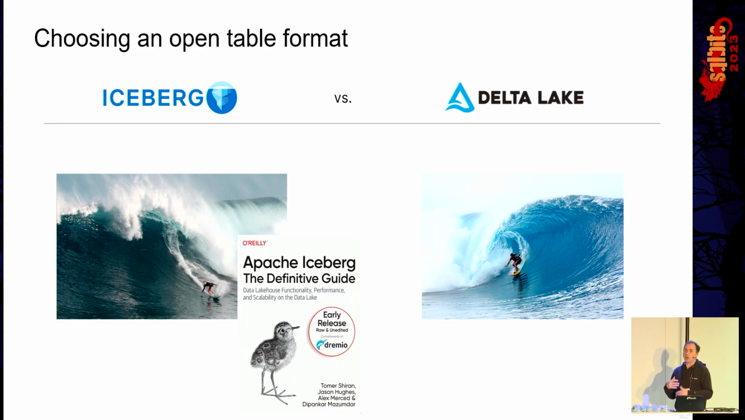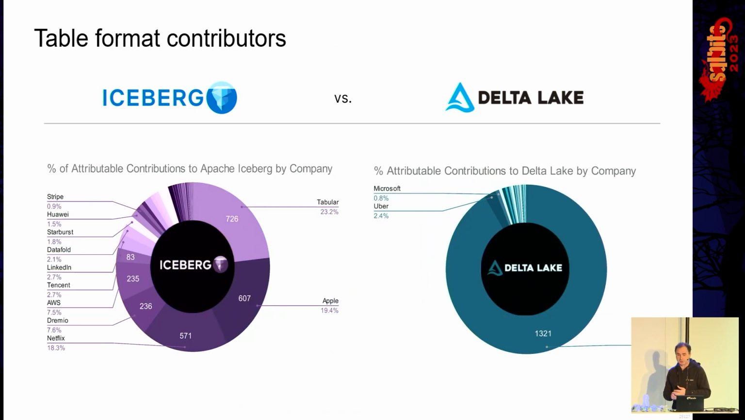But we know that in the long run, we foresee that there's more adoption for Iceberg, and there's actually more contributions to Iceberg as well. And so that's where we see the industry is predominantly heading towards in the long run. Don't take our word for it. This is from GitHub, contributors to both of them.